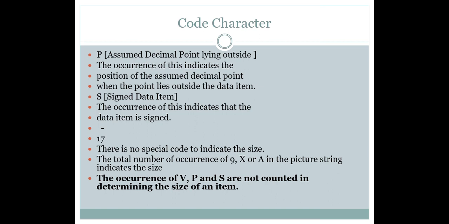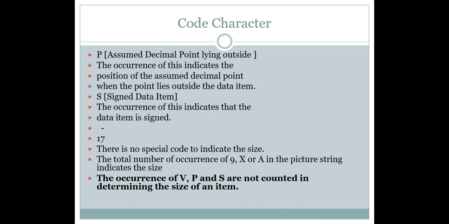So that is what has been mentioned here: the occurrence of capital V for decimal point, capital P for assumed decimal point, and capital S for signed data item. These will not be counted for the size of the data item, because the decimal point and capital S are actually code characters, and they must not be included in the size of the data items.